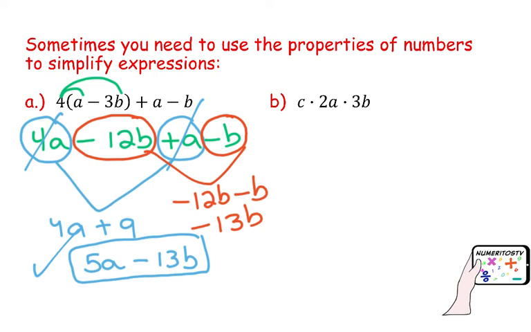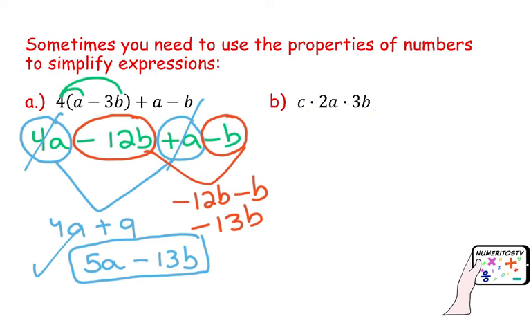Let's observe what operations are performed in example B. As you can see, we only have multiplication. So, we are multiplying 3 terms. We are multiplying C, 2a, and 3b. So, when we multiply terms, we need to multiply the coefficients first.